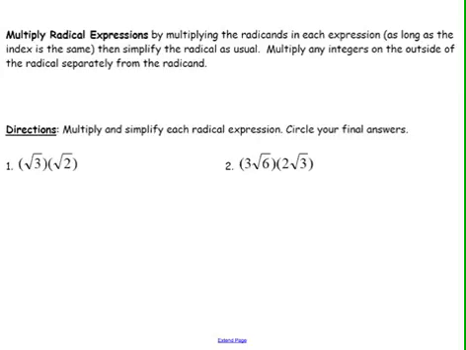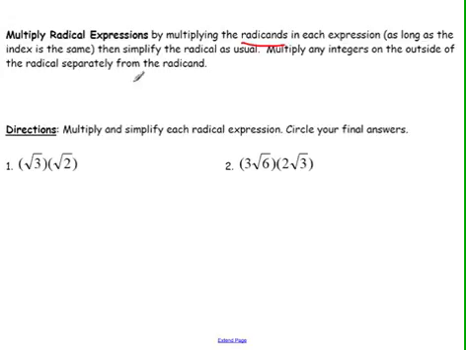We're continuing a series of lessons dealing with radicals. Today what we're going to focus on is multiplying radical expressions. As it says at the top, you can multiply radical expressions by simply multiplying the radicands in each expression as long as the index is the same, and then simplify the radicand as usual. Multiply any integers on the outside, called constants, separately from the radicand.